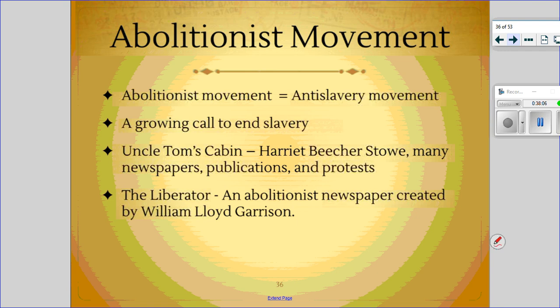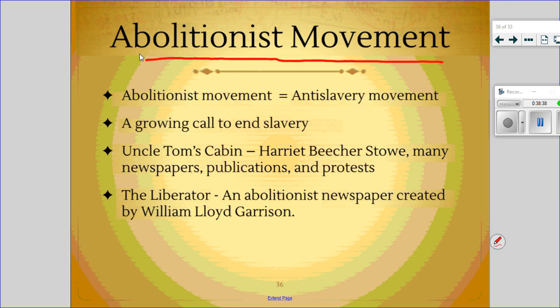All right, so during this time, we also see the abolitionist movement begin to pick up momentum. The abolitionist movement is the movement to abolish slavery. It's an anti-slavery movement. There's a growing call to end slavery. And here's the thing. It's a call to end slavery based on moral arguments. More and more people are saying slavery is evil. It's morally wrong. It's against the Bible.